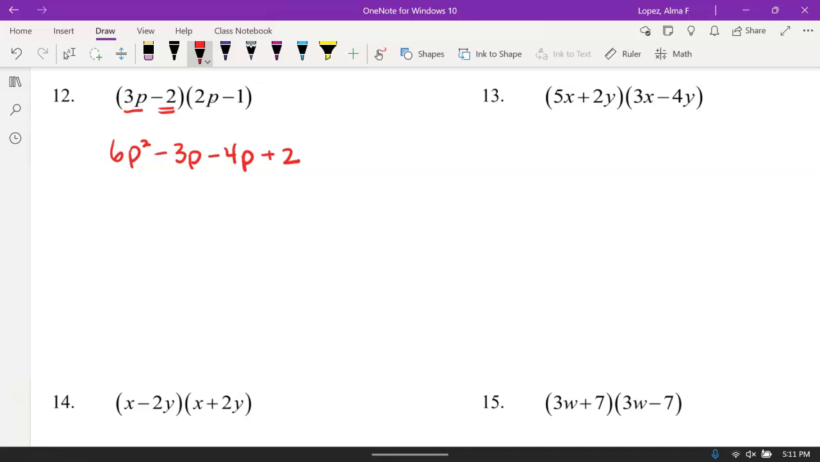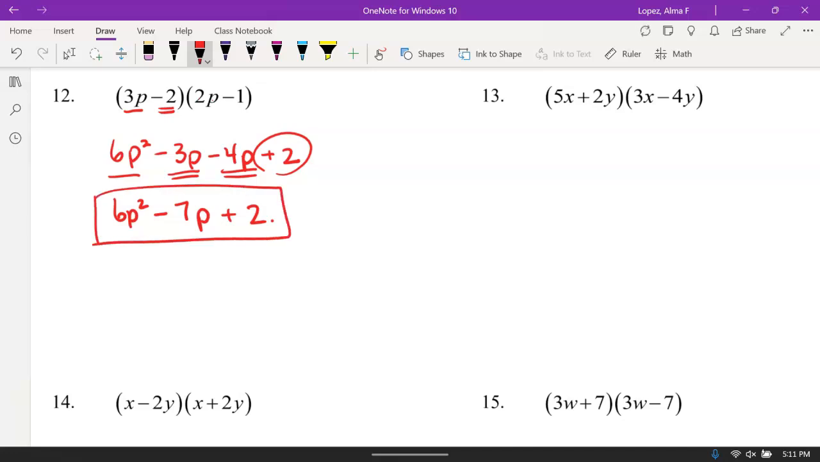So now let's combine like terms. There's only one squared term. There are a couple of p's, negative 3p and negative 4p combined to make negative 7p. And there's only one constant, so you can bring him down. And that's it. That's what combining like terms and simplifying looks like.